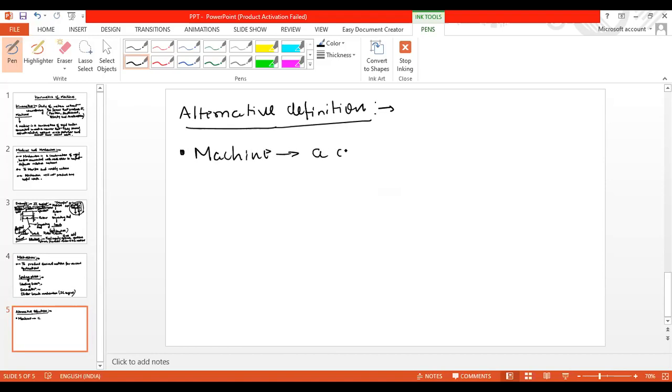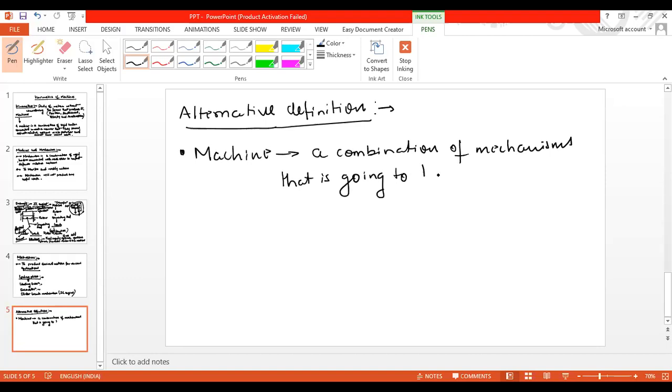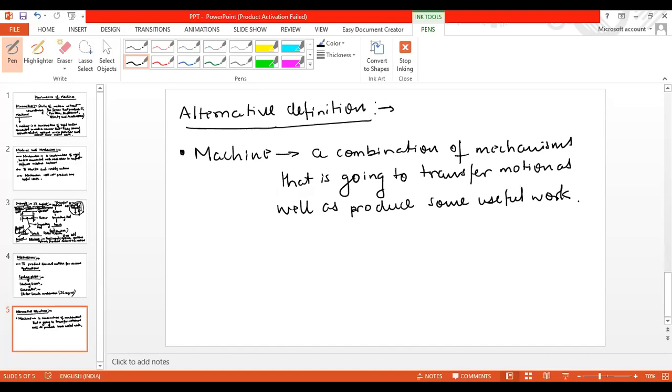An alternative definition of a machine is simply, what is a machine? It is nothing but a combination of mechanisms, right? So that is going to produce some useful work. You can add this also, that it is going to transfer motion as well as produce some useful work as well. So now this is just an alternative definition of a machine.